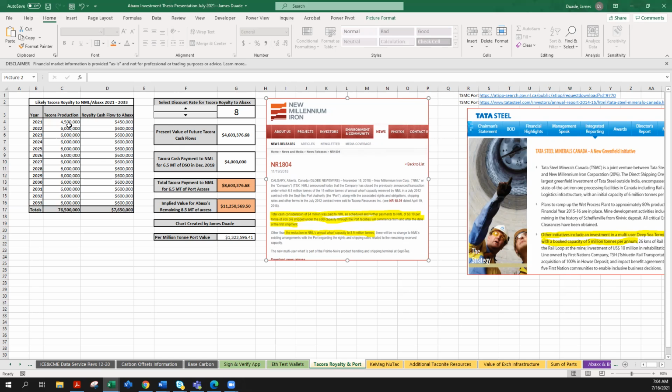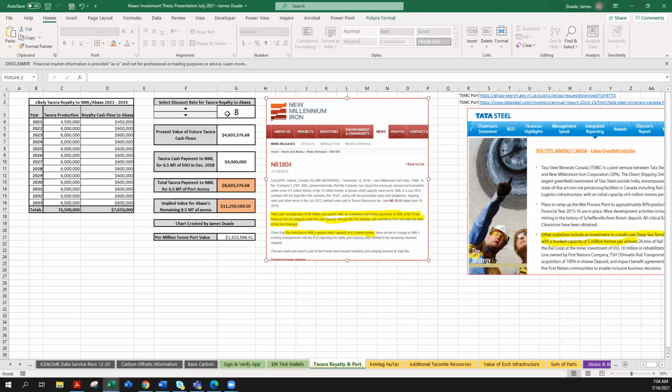So Takora right now is producing like gangbusters because the price of iron ore is at all-time highs. It's about $220 a ton, which we'll talk about a little more in a moment. $220 a ton for 62% Fe. So what I did here is I said, okay, if you have 4.5 million tons of production, they're still ramping on Takora, but then you have 6 million tons thereafter. That would be about 76,500,000 tons. At a 10 cent per ton royalty, that's going to be $7.65 million over the lifespan of the contract.